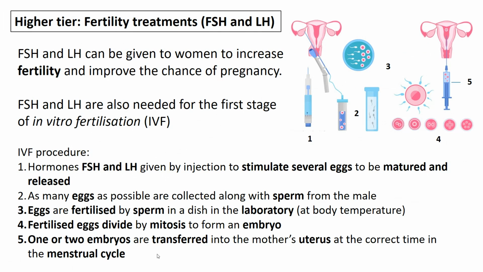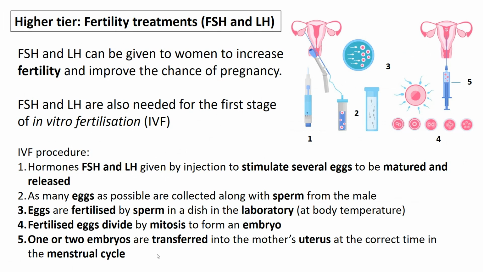The procedure for IVF is really as follows. The hormones FSH and LH are given by injection to the woman, and that will stimulate several eggs to be matured and released. These eggs are then collected along with some sperm from the male. The eggs are fertilized by the sperm in a dish in the laboratory, and these fertilized eggs are then left in the dish at body temperature so that the eggs can divide by mitosis to form an embryo.